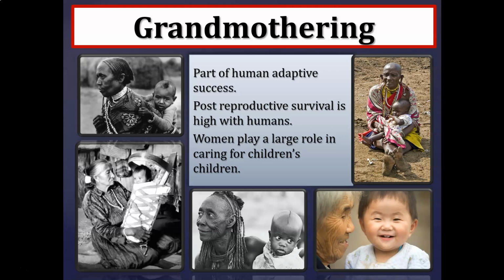So I'm sure you've all heard the saying that it takes a village. It takes a village to be able to support very dependent children. Human children are very dependent upon their parents and grandparents for survival, well through the prenatal and postnatal and even into adulthood stages. So it's considered to be part of human adaptive success. Post-reproductive survival is high in humans. And women play a very large role in caring for not only their children, but also their grandchildren. So grandmothering is considered to be a common cross-cultural strategy that helps enhance the survival of children.